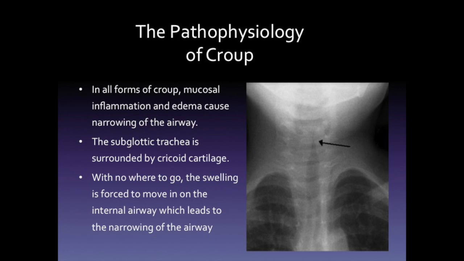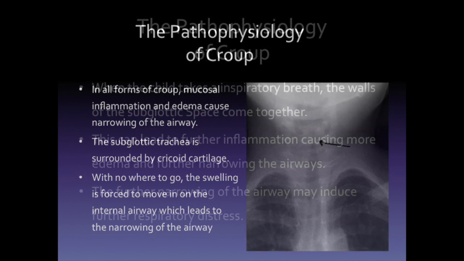In all forms of croup, mucosal inflammation and edema cause narrowing of the airways. The subglottic trachea is surrounded by the cricoid cartilage. With nowhere to go, the swelling is forced to move in on the internal airway of the larynx, which can lead to a narrowing of the airways.